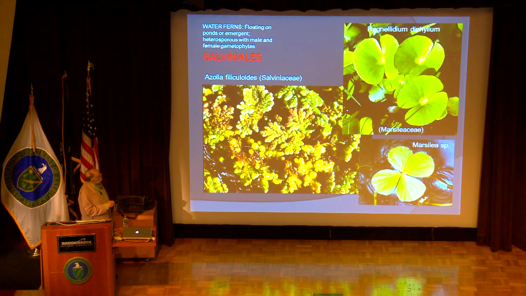Here's the water ferns, the Salviniales. You have the Marsileaceae over here. Marsilea looks like a four-leaf clover. It's a fern. Here's Regnellidium, which I found in California in a ditch, and that has only two of the fronds. And here's Azolla, which I found in Cunningham Park in one of the bogs there.